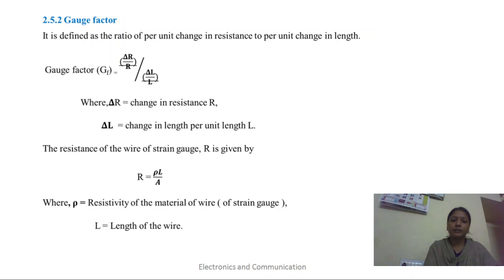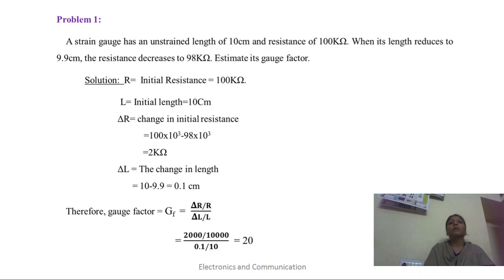So here there is one problem. A strain gauge has an unstrained length of 10 centimeter and a resistance of 100 kilo ohm. When its length reduces to 9.9 centimeter, the resistance decreases to 98 kilo ohm. Estimate its gauge factor. Strain gauge has an unstrained length, that is L.